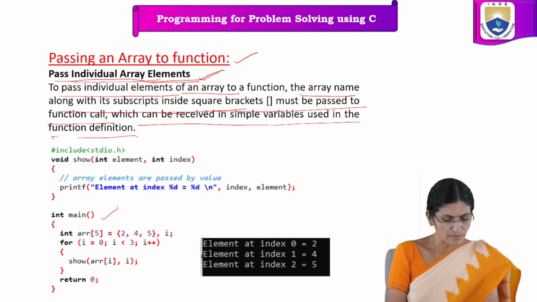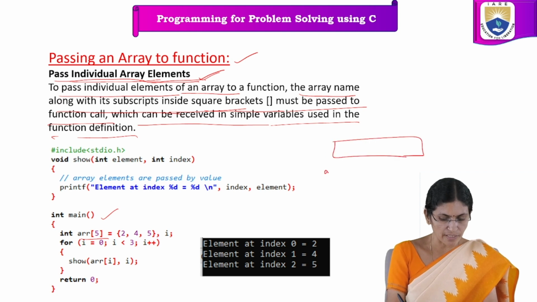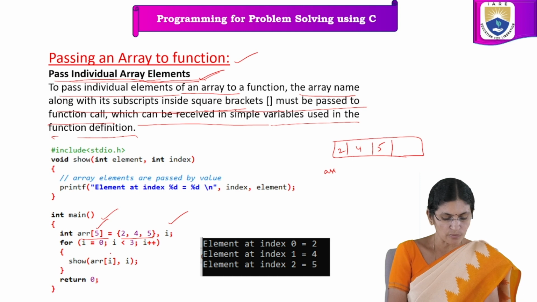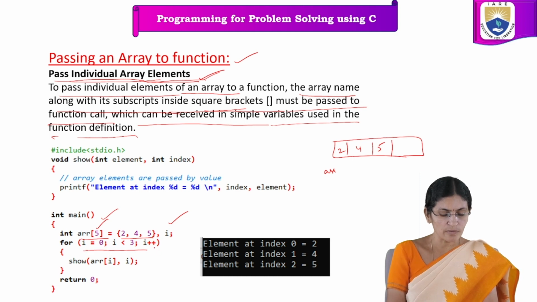Here in the int main function, the array name is ARR, and its size is declared as 5, but we have initialized it with only 3 elements: 2, 4 and 5. The remaining memory is not used. There is another integer variable I. For I equal to 0, this is for iterating over the array elements. The first element of the array can be indexed by the position ARR of 0.